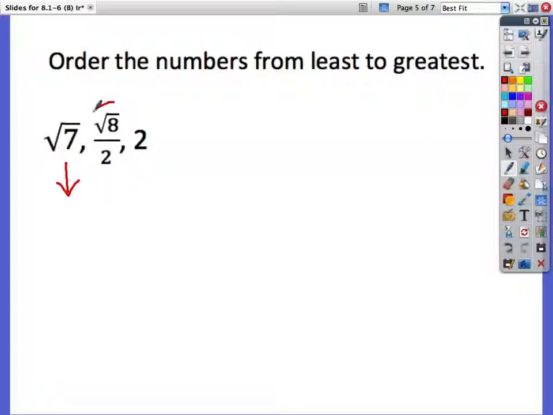We need to approximate the square root of 8 and then divide that by 2. And then we have 2 here. I'm going to start with the square root of 7 real fast.